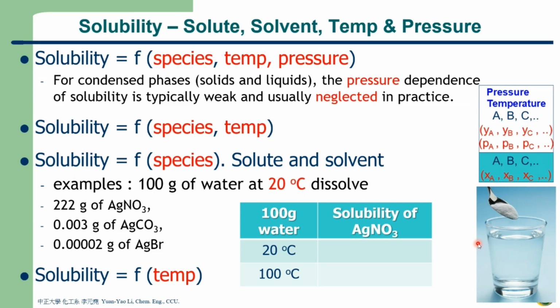And how about the function of the temperature? You understand, right? If you have a higher temperature, you have higher solubility. This is an example of silver nitrate. At 20 Celsius, there are 222 grams of silver nitrate that can be dissolved. How about 100 Celsius? If I increase the temperature, the solubility will be higher. In this case, it's 952 grams. So you increase the temperature, you increase the solubility.